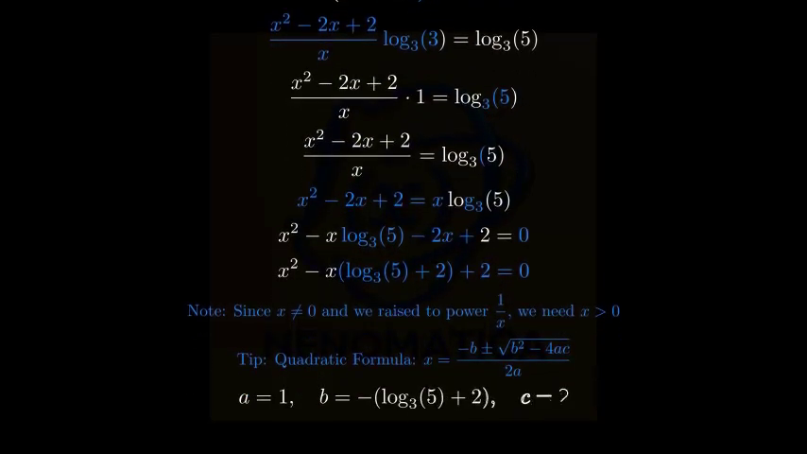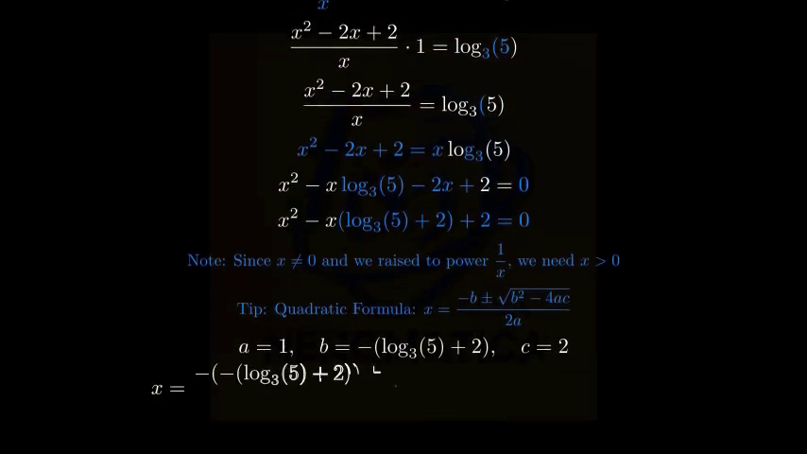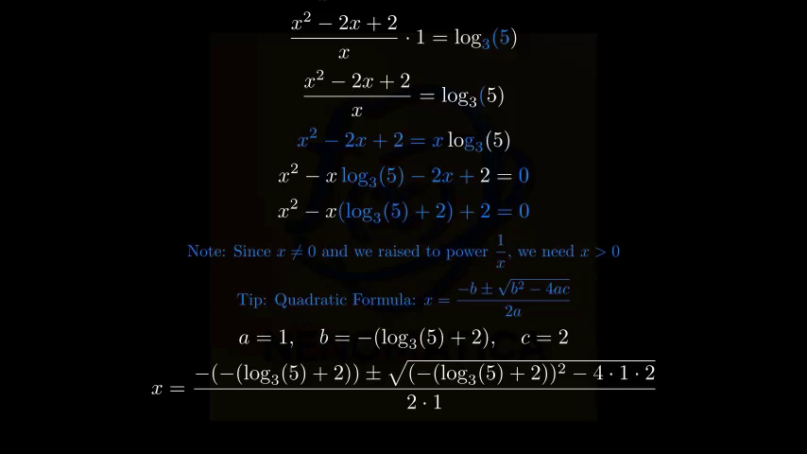To solve for x, we'll use the quadratic formula, which states that for an equation of the form ax squared plus bx plus c equals 0, x equals negative b plus or minus the square root of b squared minus 4ac, all divided by 2a. We substitute these values into the quadratic formula.